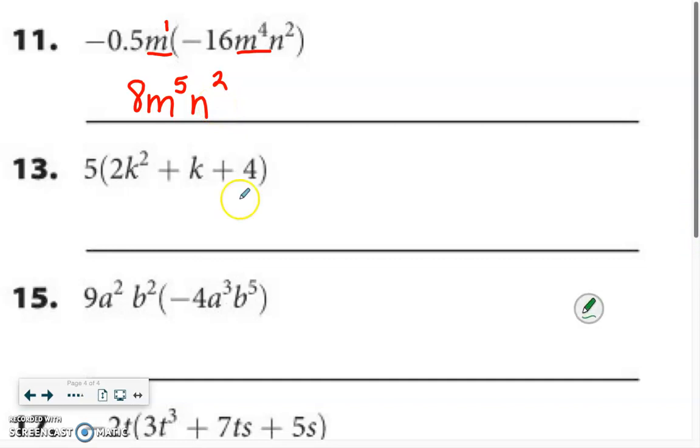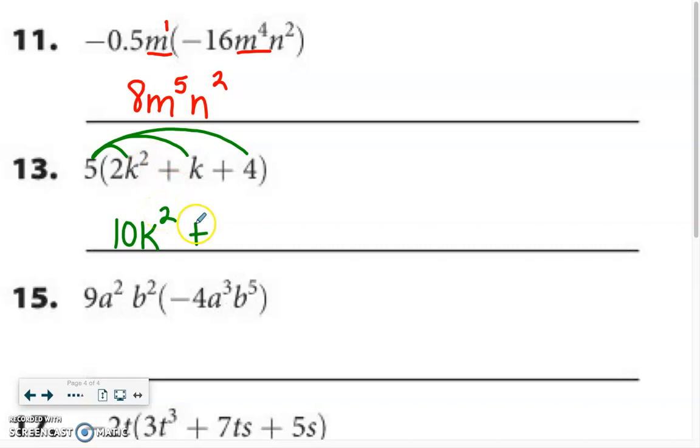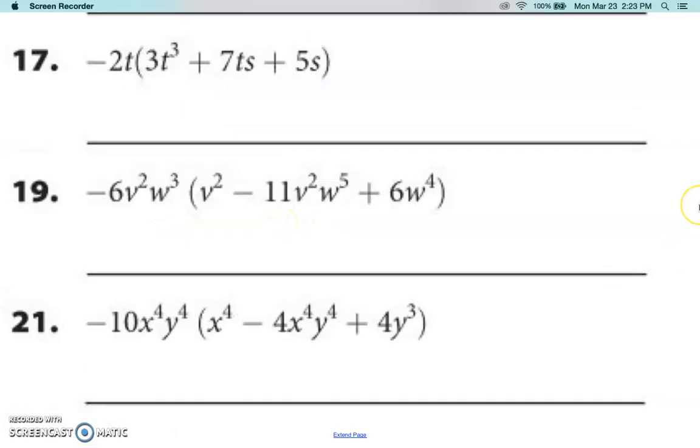Okay, the next one is pretty simple. It is again distributing all the way through like this. It's not bad because the number on the outside is just a single number. So this would be 5 times 2k, or I'm sorry, 5 times 2k squared. So it'd be 10k squared. 5 times k gives you 5k. And then to the end, 5 times 4 would be 20.